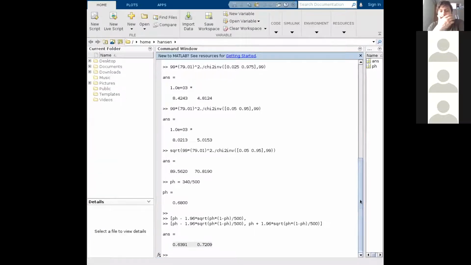So you'd say that the 95% confidence interval is somewhere between 64 and 72%, roughly, somewhere over there. So you see, it's not bad, but it's not terribly certain either. I mean, it's almost 4% in both directions. All right.